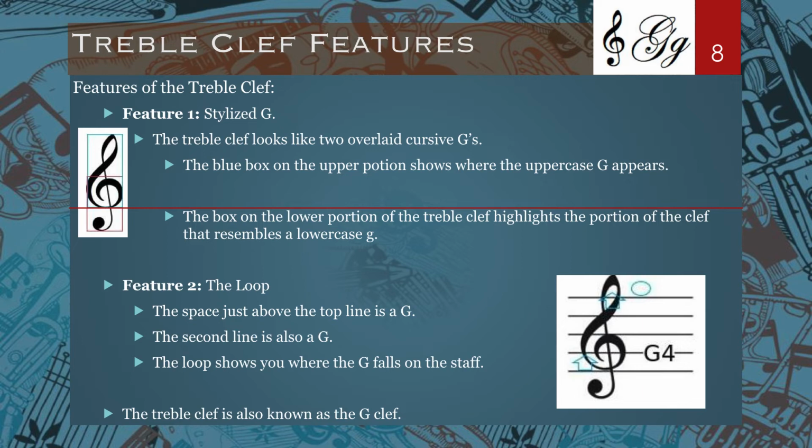Another feature is the loop, which I've already talked about. On the second line of the treble clef, there's a loop that wraps around it. That's always going to be the note G4, which tells us it's the G in the 4th octave register on the piano or any instrument for that matter. And remember that the treble clef is also known as the G clef.